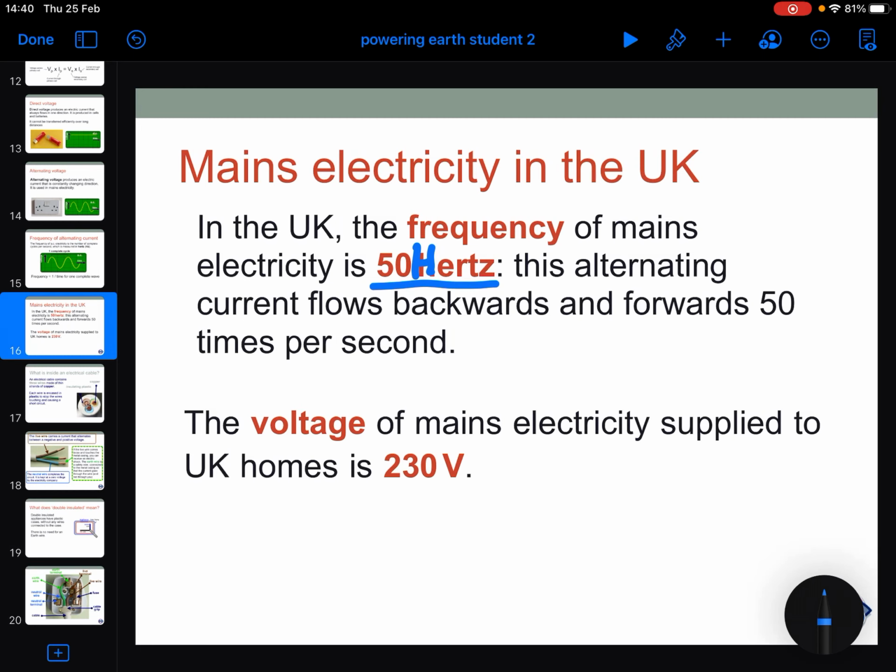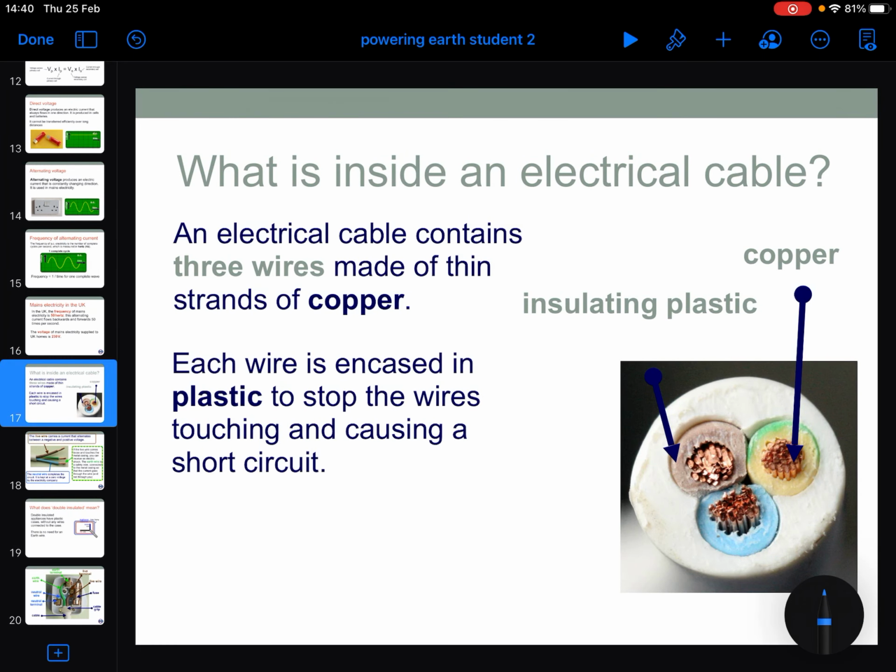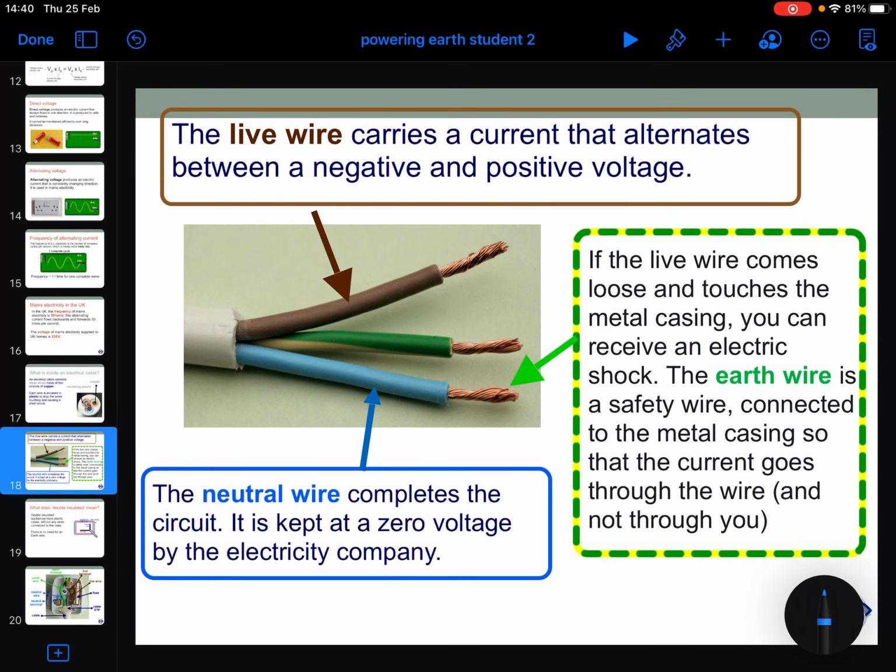So now let's look what's inside an electrical cable. You have 3 wires, each one insulated with plastic. Each plastic is then doubly wrapped in plastic. So you've got the plastic which gives you the colour of the wire, and then extra plastic to make it into a cable. Now you need to know what the 3 wires are, what they do, and how they are arranged. So the live wire is a brown wire.